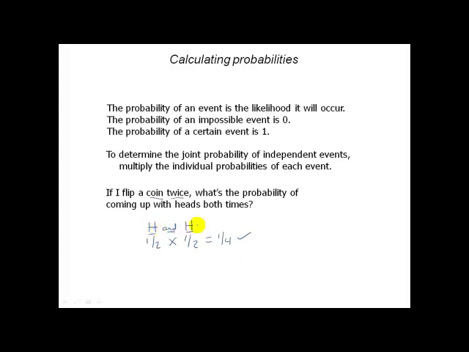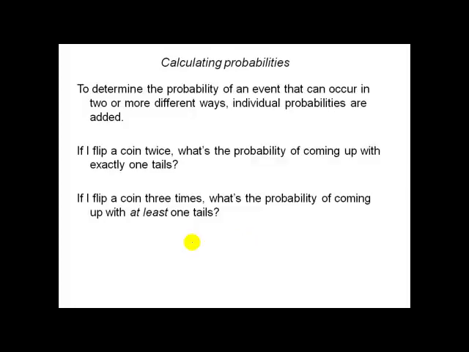Okay, so that's what we would do if we were dealing with the probability of 2 independent events. This coin flip does not influence this coin flip. They're independent of one another. What's the overall probability of those 2 outcomes occurring together? It's the individual probabilities multiplied by one another.